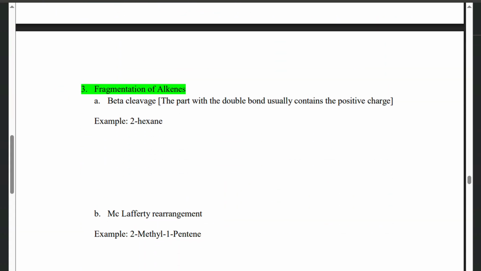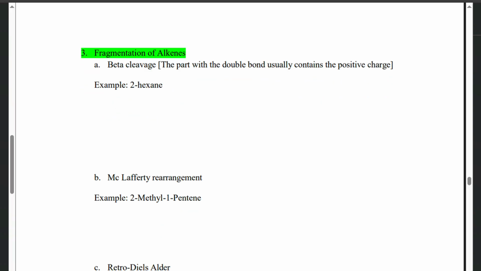So fragmentation of alkenes, right? Let's say we have 2-hexene. So 1, 2, 3, 4, 5, 6. So this is 2, right? So CH3, then hydrogen, hydrogen, hydrogen, hydrogen, hydrogen, hydrogen, and CH3, right? So beta cleavage. This is the alpha carbon, attached to the carbon that contains the functional group. So this is the beta carbon, right? So let's put it that way.